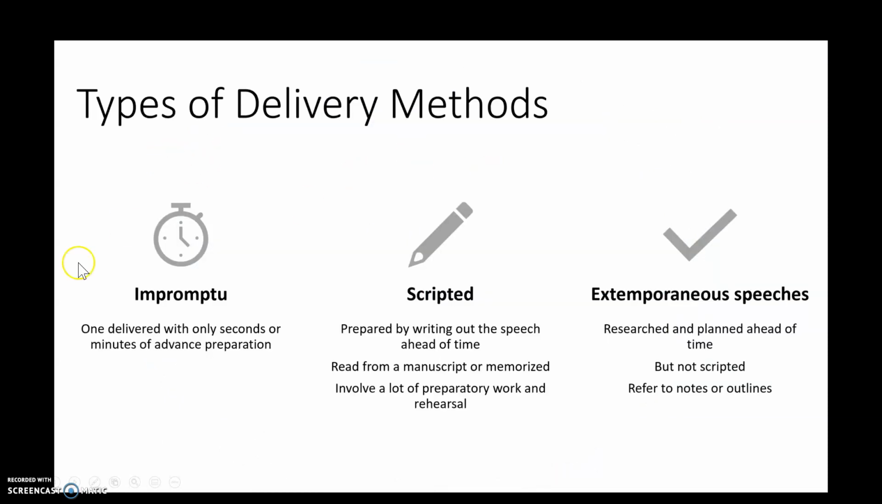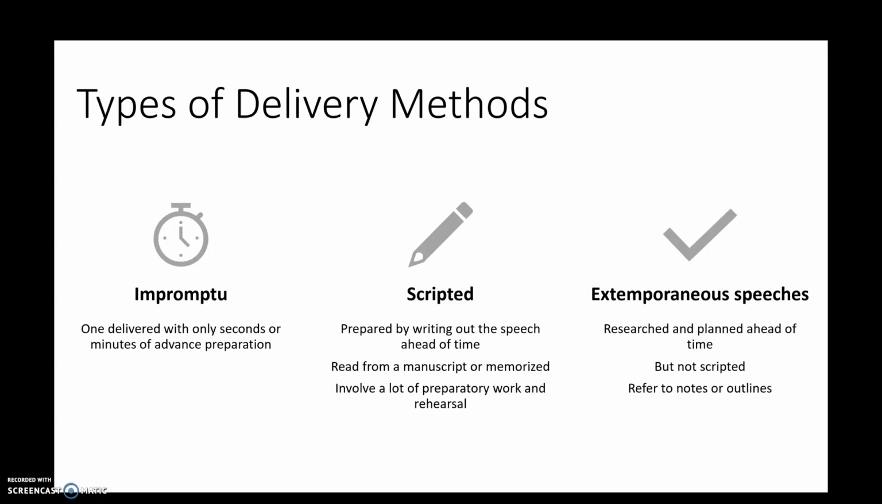So types of delivery methods: an impromptu speech, a scripted speech, or an extemporaneous speech. Impromptu is a speech that's delivered with only seconds or minutes of advanced preparation. So it's something you kind of come up with on the spot. A scripted speech is the exact opposite of that. The whole speech is prepared by writing it out in manuscript ahead of time. You read it from a sheet of paper or you have it memorized.